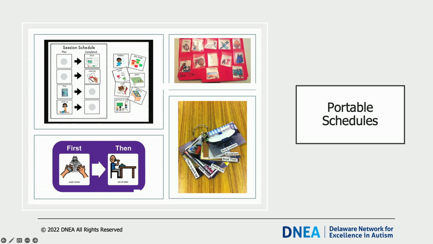On the top right, you will see a red file folder that has pictures related to a morning routine. The bottom left shows a purple first then card. This is based on the principle that a child's motivation to complete a less preferred activity is increased when it is followed by a more preferred activity. For instance, you could first put on shoes, then go outside. The bottom right is a daily schedule that's on a ring. This allows for complete portability traveling with the child.